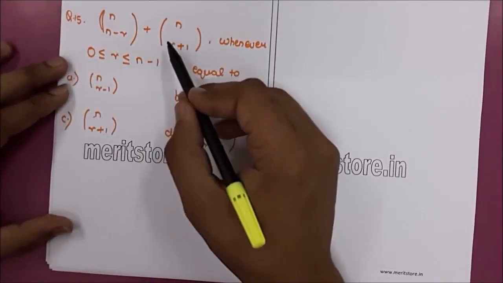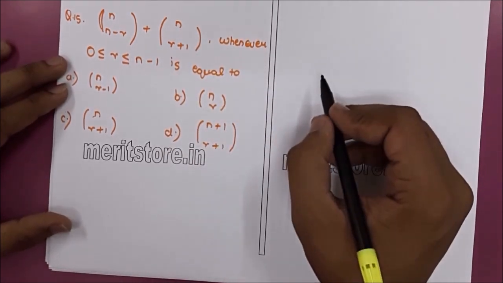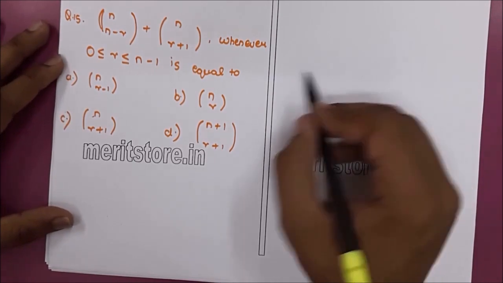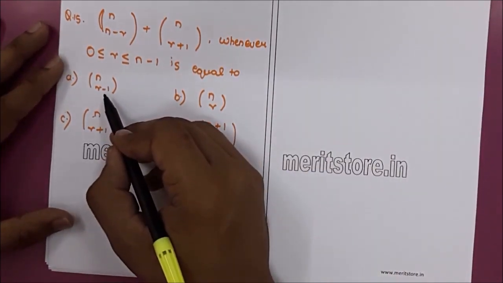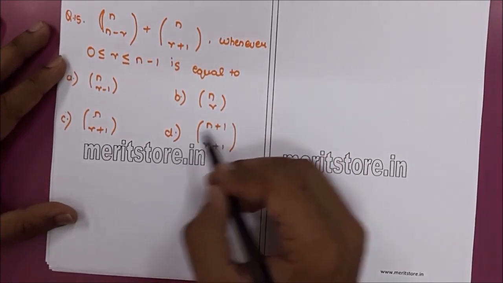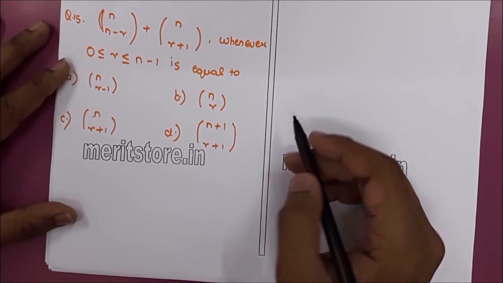nC n minus r plus nC r plus 1, whenever 0 is smaller than or equal to r, smaller than or equal to n minus 1, is equal to: option A, nC r minus 1; option B, nC r; option C, nC r plus 1; option D, n plus 1 C r plus 1.